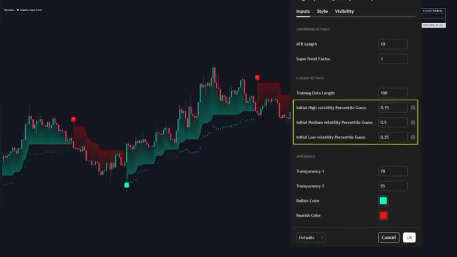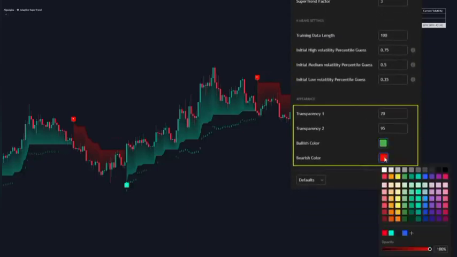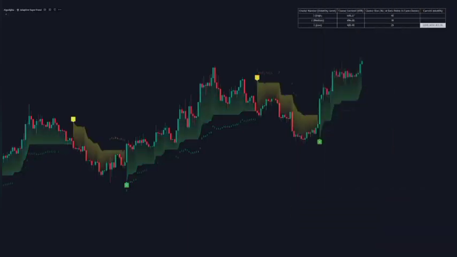The values displayed here represent percentile values, which are used to set the initial guesses for clustering. You can adjust them to observe how they impact the generated signals. Lastly, you can customize the indicator's appearance by modifying colors to match your chart style.